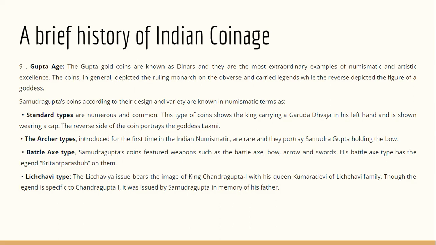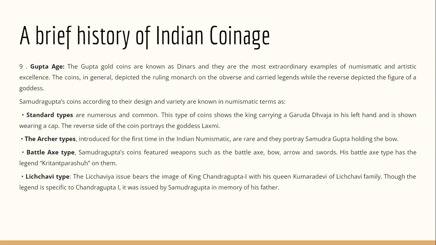So first are standard coins. Standard coins are basically just depicting Samudra Gupta wearing a cap like thing with the Garuda Dhwaja, that is the flag. That's it. These coins are called the standard coins, and on their reverse side we see goddess Lakshmi being depicted. Second, we find archer type coins. So archer type coins, for the first time they're introduced in Indian numismatics, portraying Samudra Gupta holding a bow.